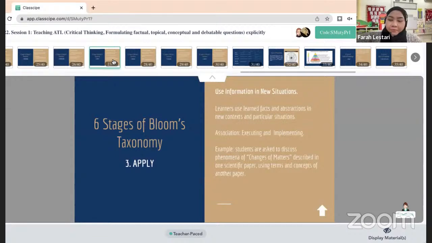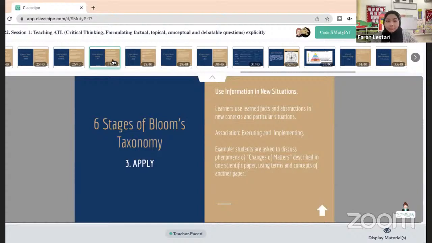The third stage of the taxonomy is apply, in which the students, after they have learned about facts and abstractions, put them or use them in new contexts and particular situations. For example, we ask them to discuss certain phenomena being used in one paper, and then apply the concepts to another problem, for example.